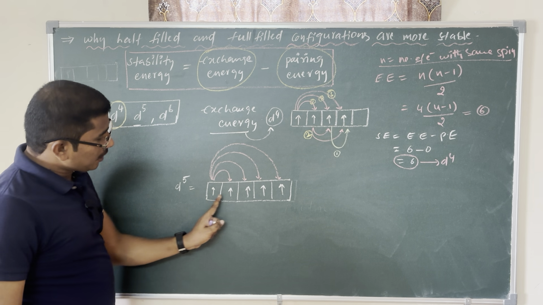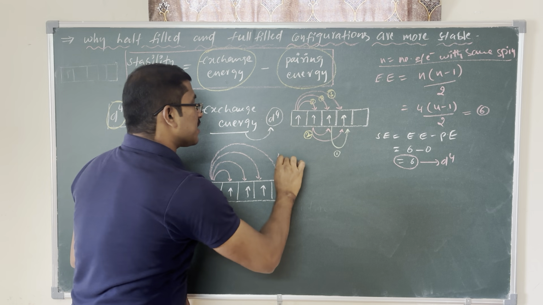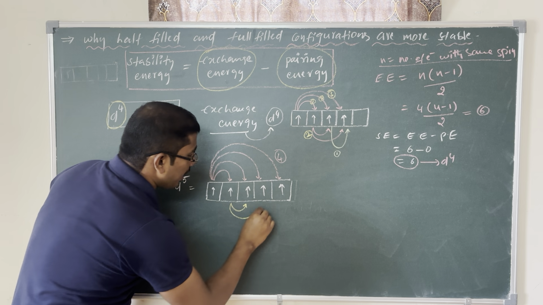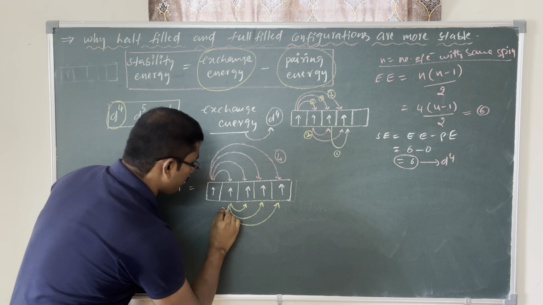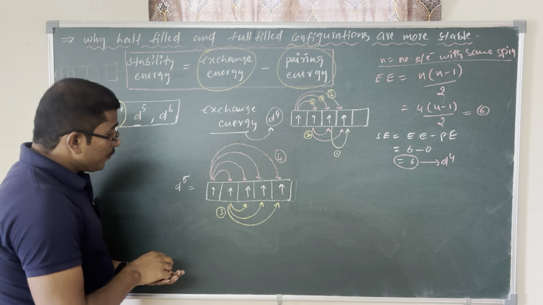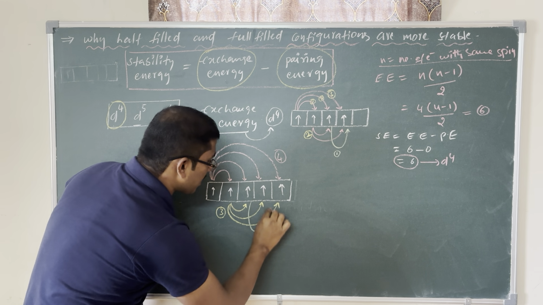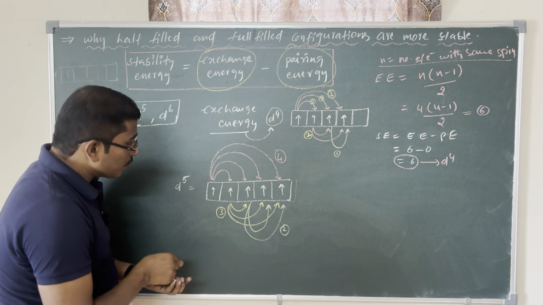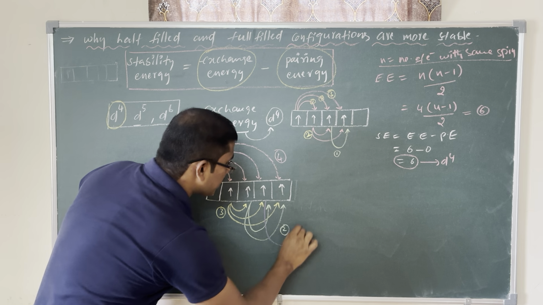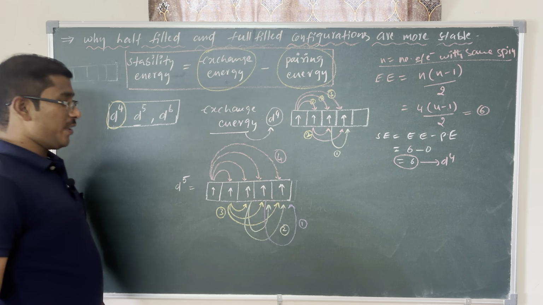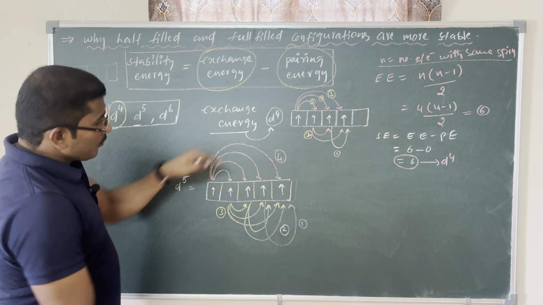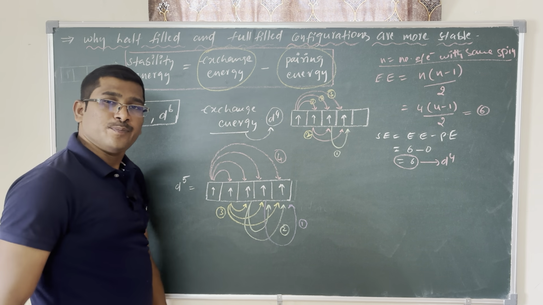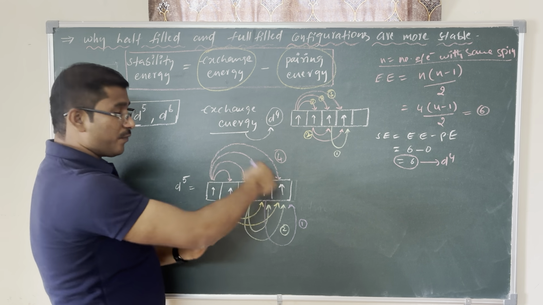Total with respect to the first electron, how many exchanges are possible? Total 4 exchanges are possible. With respect to the second electron, 1, 2 and 3, how many exchanges are possible? 3 exchanges. With respect to the third electron, 1 and 2, so 2 exchanges are possible. With respect to the fourth electron, only one exchange is possible. Here 4 plus 3 plus 2 plus 1, that is 6 plus 4, 10. 10 exchanges are possible for the d5 configuration.